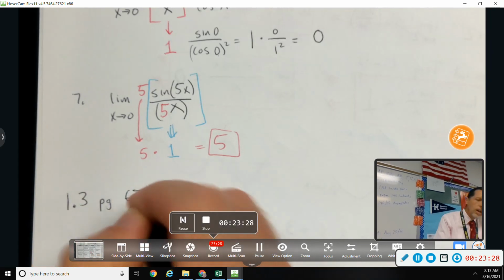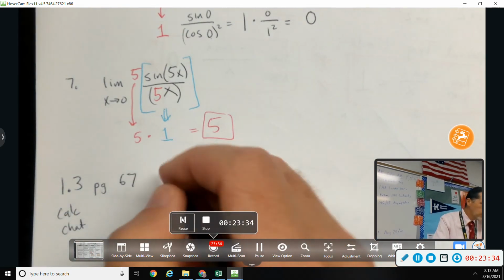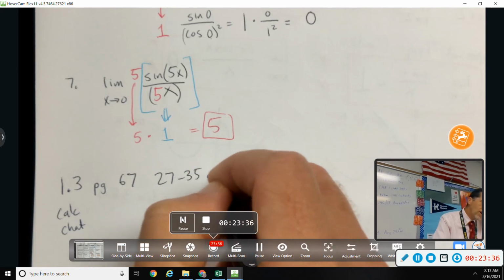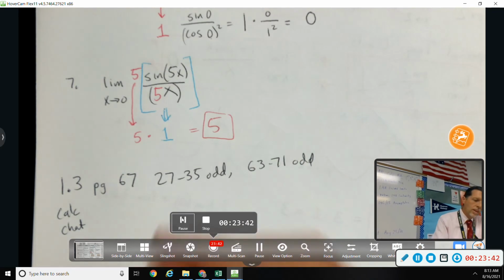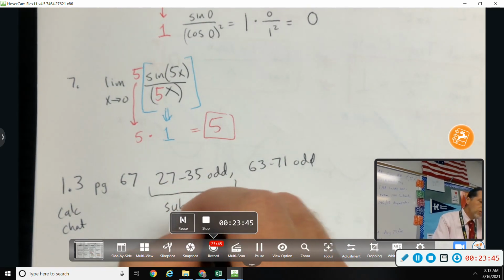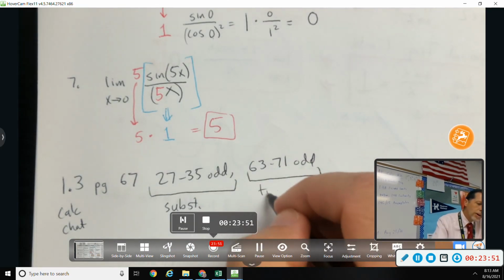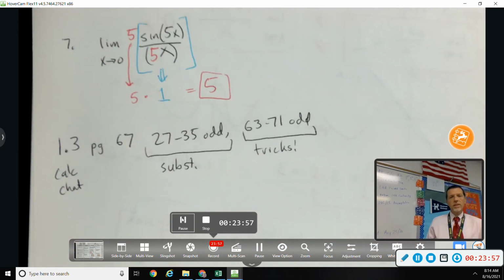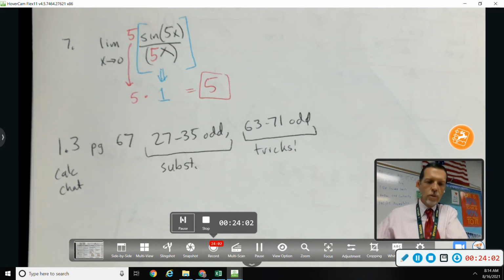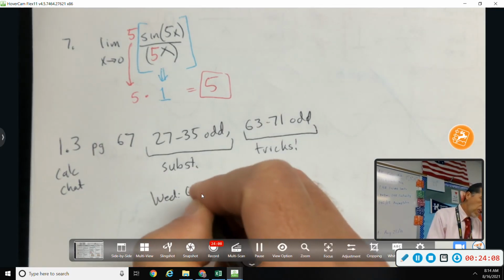All right, the assignment is from section 1.3. Again, Calc Chat for answers with work shown. 27 to 35 odd. 63 to 71 odd. The first set is just straight substitution, so that's more like unit circle practice. The second set requires some tricks, plus the 2 rules that we learned. All right, so try those. We'll go over them tomorrow. And again, quiz on Wednesday, and homework due Wednesday as well.